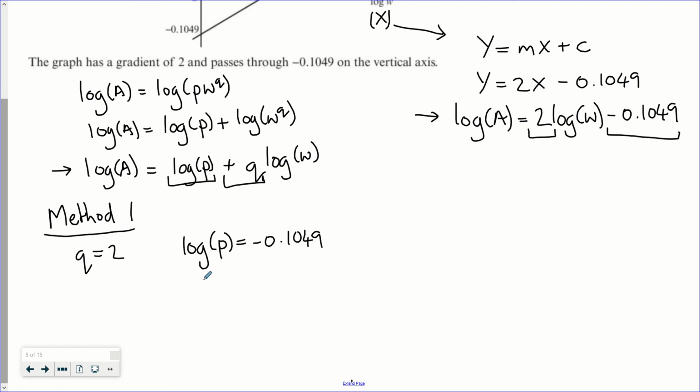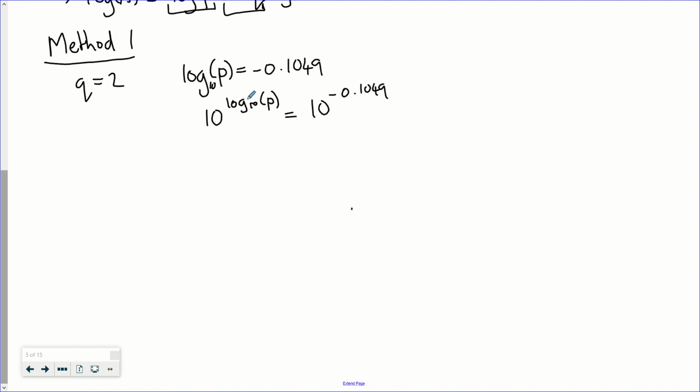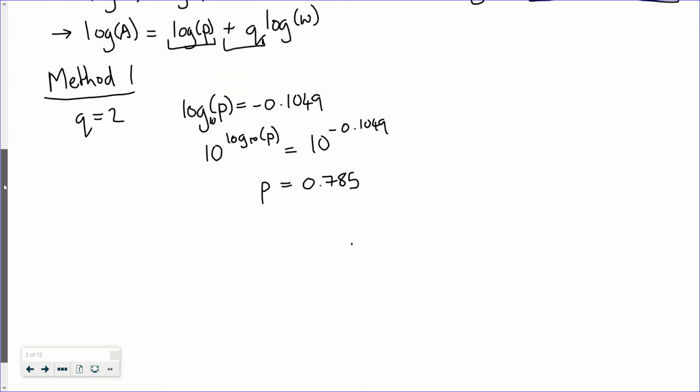So we can find out the value of P. Remember, it's log base 10 that we're using, so we can do the inverse of log base 10, which is 10 to the power of. If we do 10 to the power of both sides, the 10 to the power of and the log base 10 cancel each other out. So we get P equals 10 to the power of minus 0.1049, which is 0.785 to 3 significant figures. So we found our values: Q is 2 and P is 0.785.